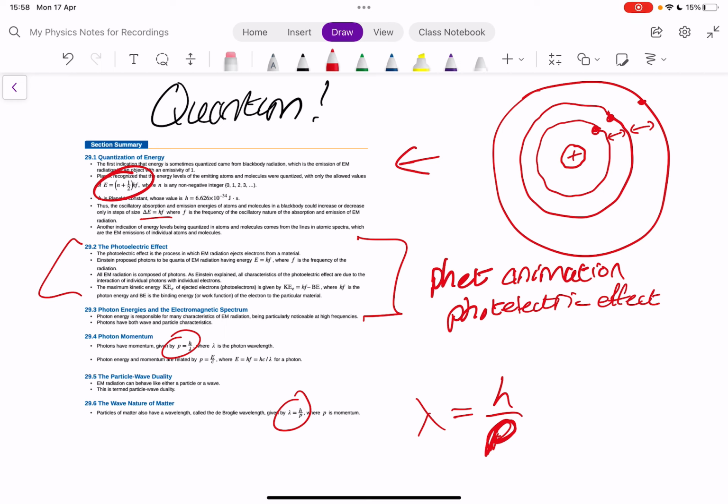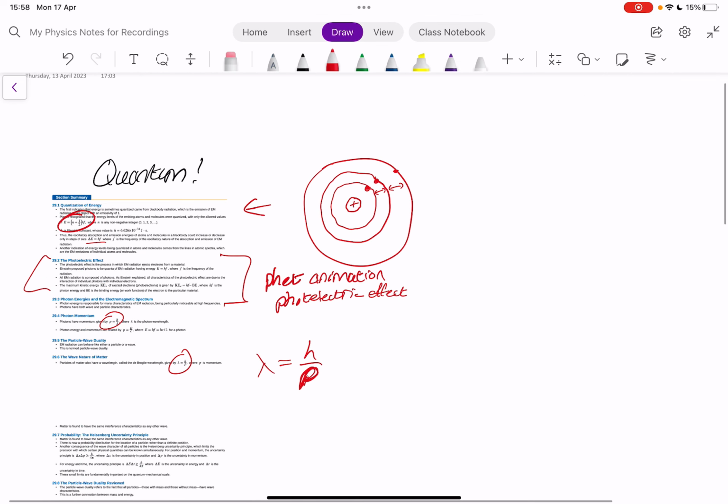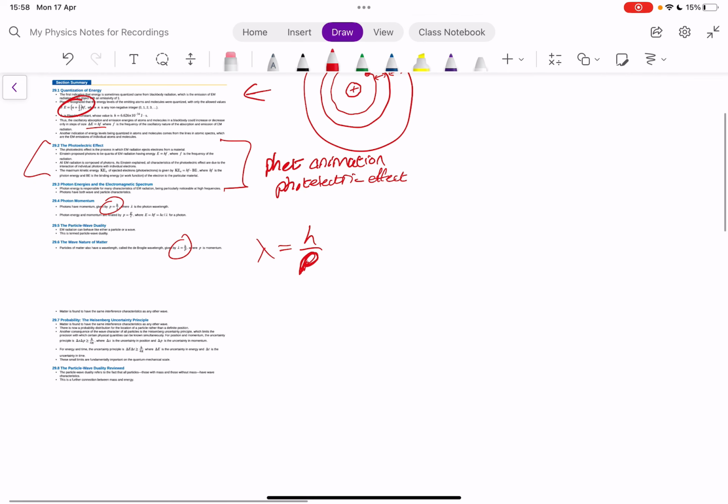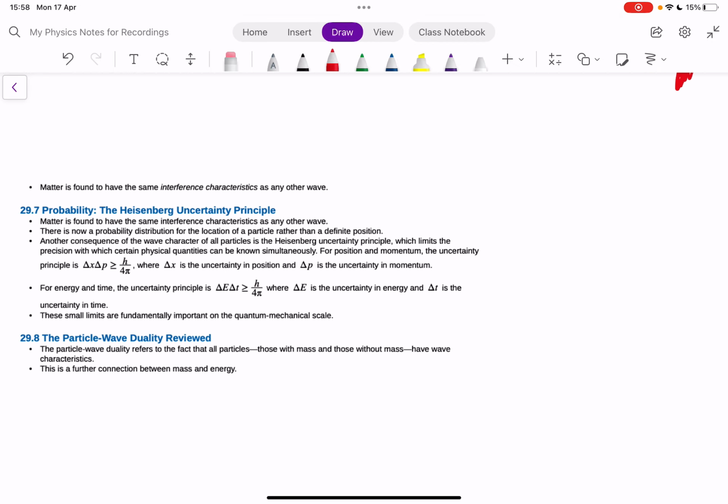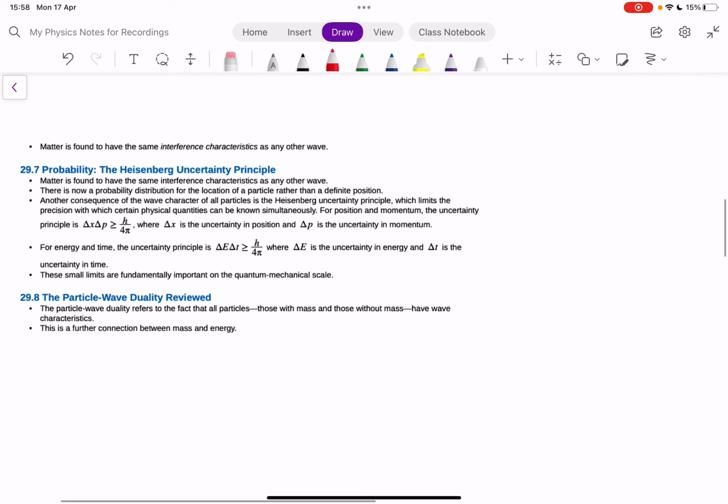So there's a relatively small amount of information for this week, but it's a little bit more mind-bending to get your head around. Now, the final two sections, well, the last bit isn't too difficult, actually. It's just putting a few things together.